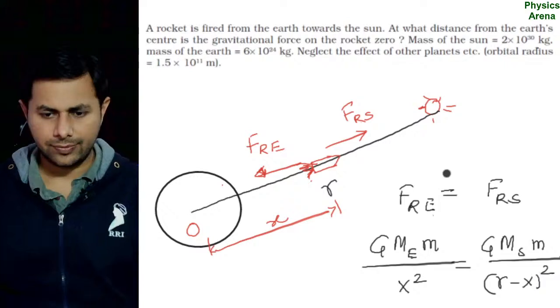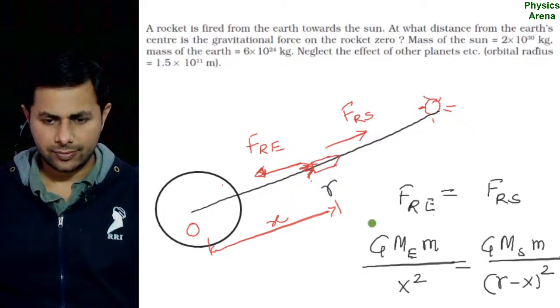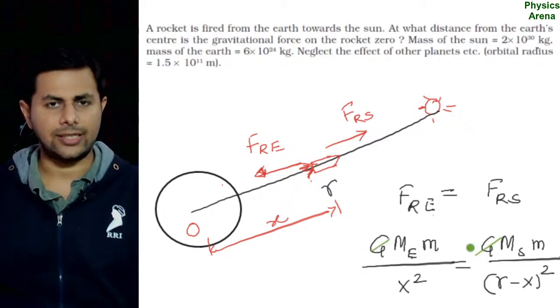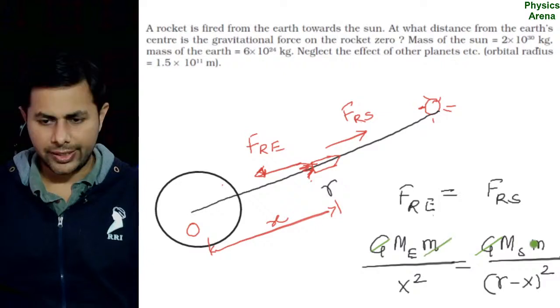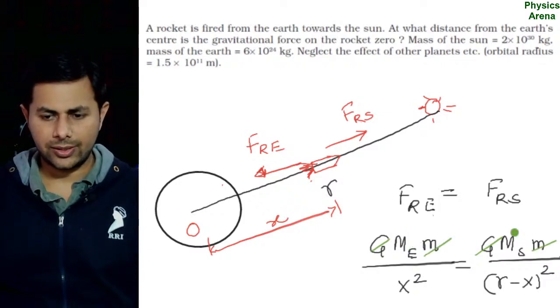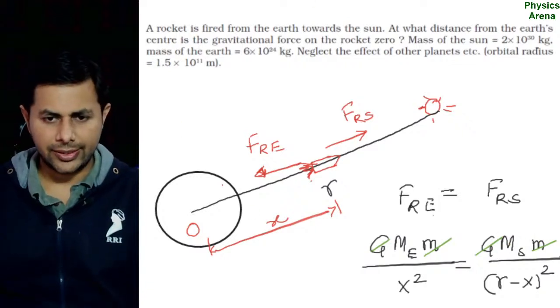Okay, so here we have some cancellations. So G and G get cancelled out, the mass of the rocket gets cancelled out, so we are left with the mass of Earth and mass of sun over here. So let's write it on the next page.